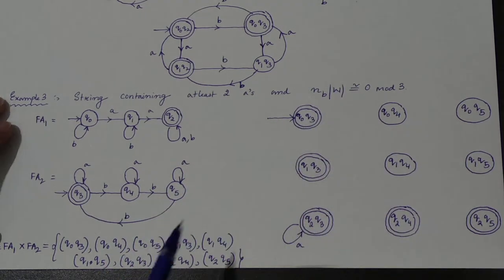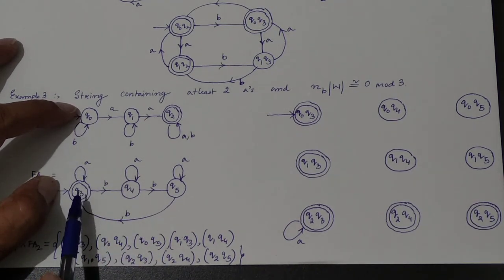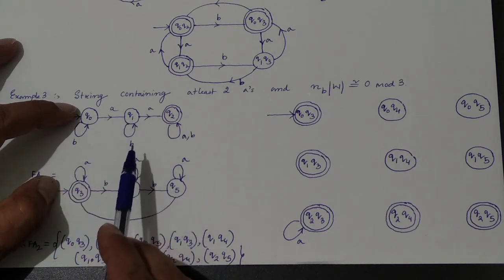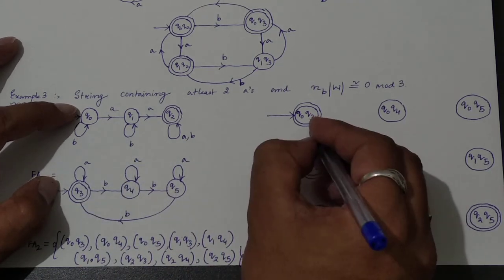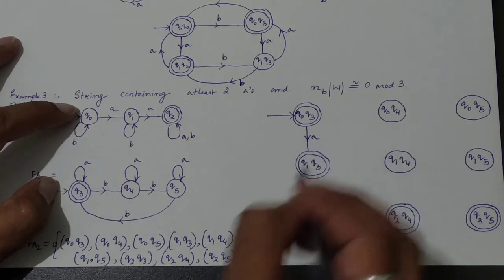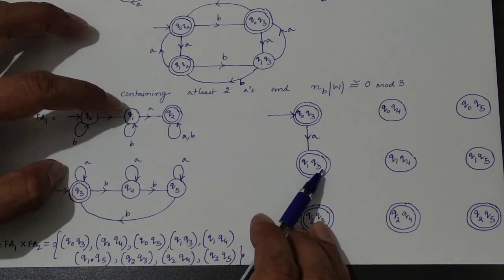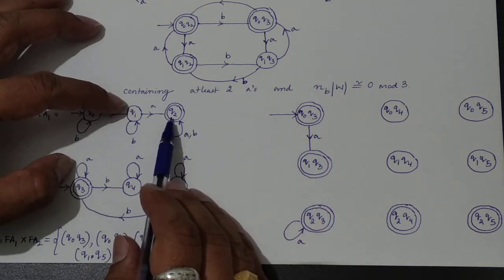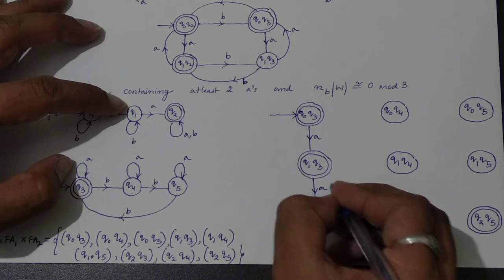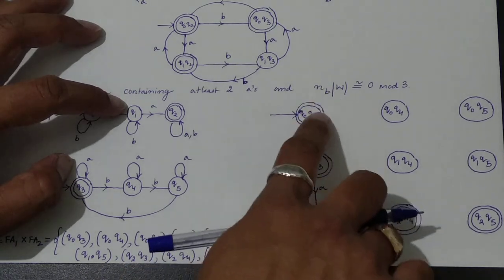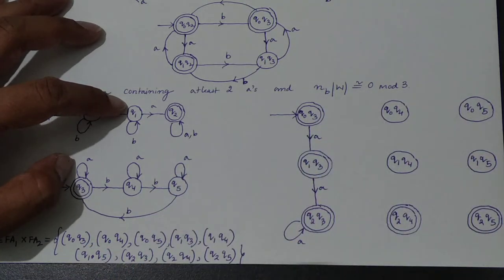Okay, so Q0 and Q3. Q0 and Q3 on seeing A is going to Q1 and Q3, correct? So where is Q1 and Q3? It is this one. Now Q1 and Q3 on seeing A goes to Q2 and Q3. Q2 and Q3 is over here, going downwards. So this will be a similar diagram. B's will go in this fashion and A's in this fashion. If you check, it will be the same answer that I've told you.